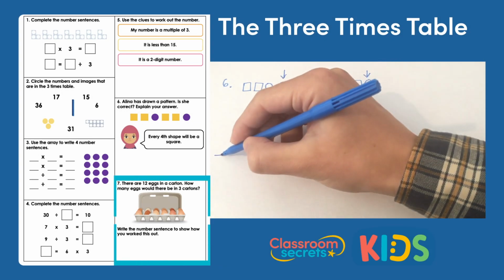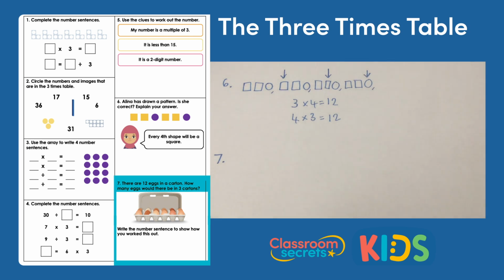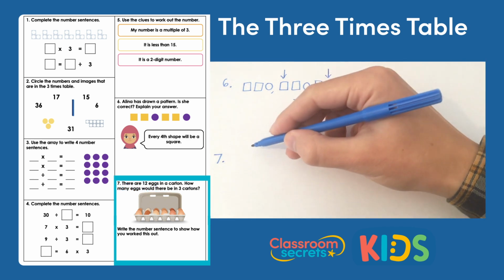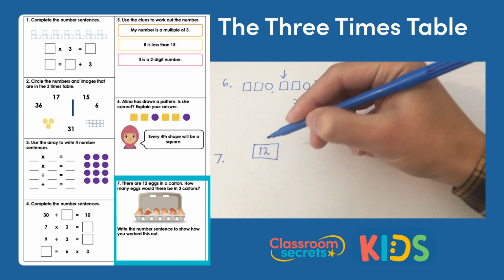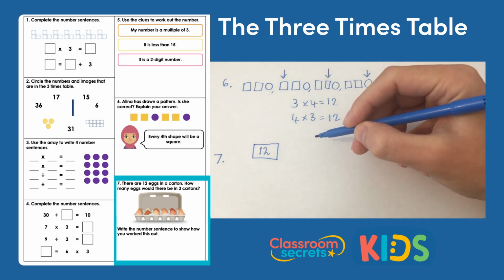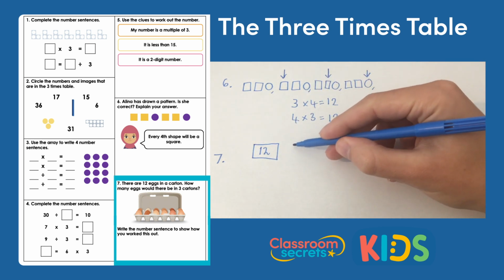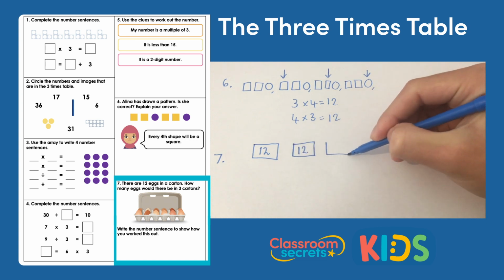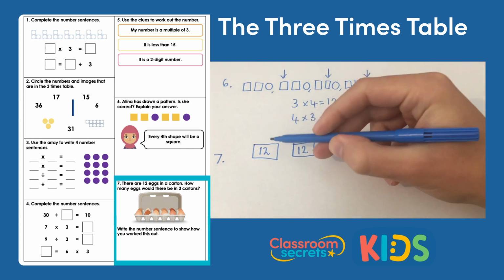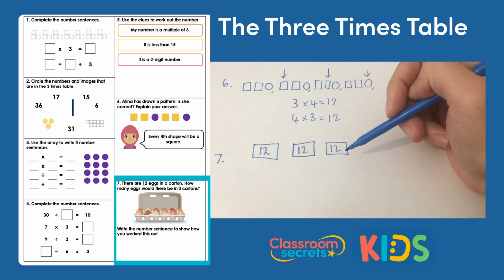Let's have a look at number 7. Number 7 says there are 12 eggs in a carton. How many eggs would there be in 3 cartons? So here is our carton of eggs. And we know there's 12 eggs in that one. And it's asking us how many eggs would there be in 3 cartons? So there's our 3 cartons, and we know there's 12 eggs in each carton.